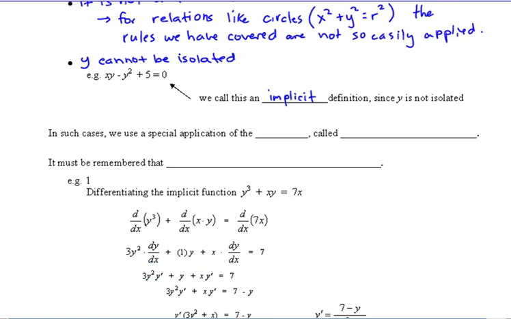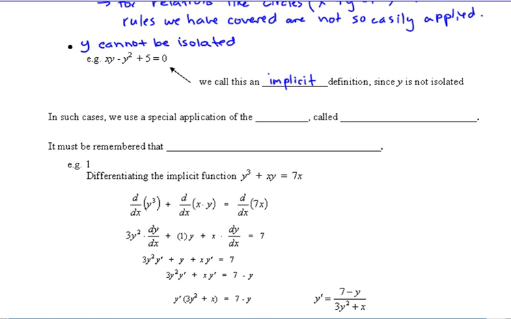Okay. So in such cases, we use a special application of the chain rule. Everybody's favorite.